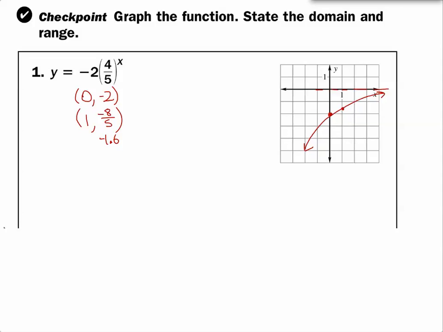We are asked for the domain and range, so we should probably provide those. The domain, all real numbers. The domain of any exponential graph is all real numbers. The range. Now look at this asymptote business a little bit. The graph sits entirely below the asymptote, and the asymptote is on 0, so the range is y is less than 0. Boom. That's it for the first one.